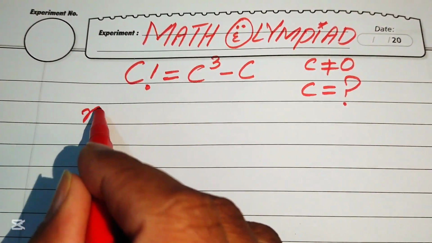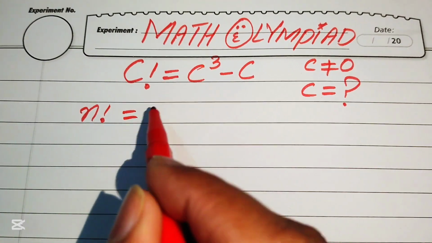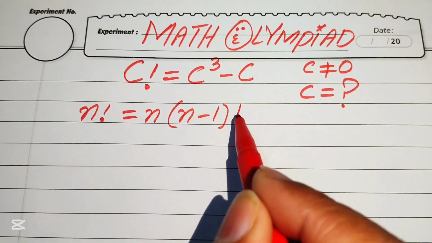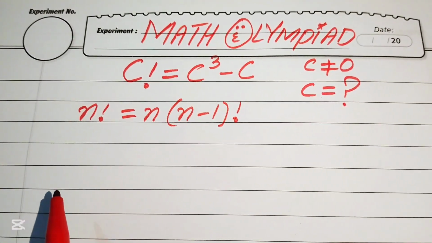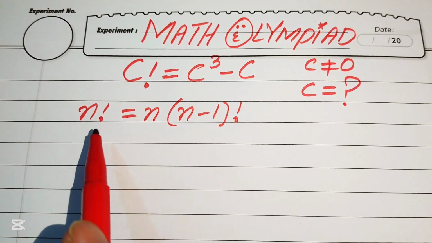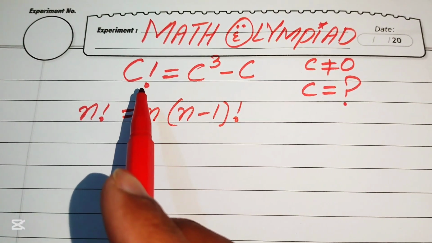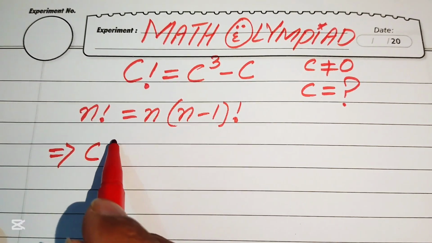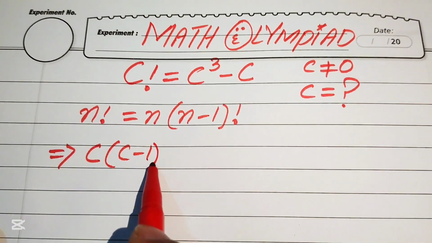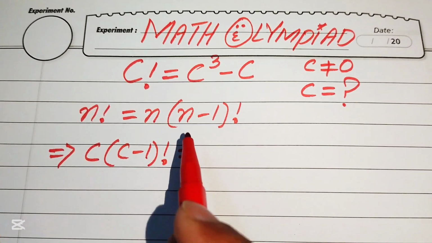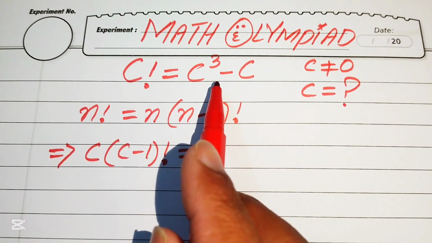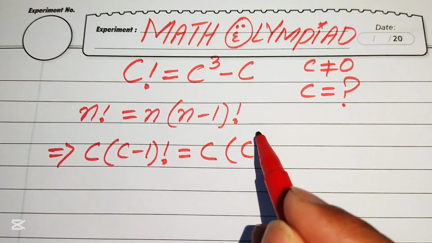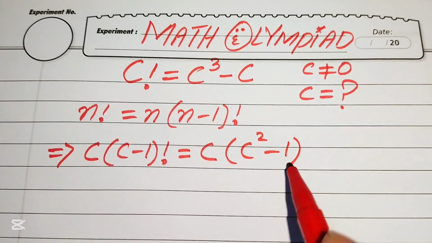We know that if you have n factorial, we write it as n into n minus 1 factorial. This is a very important property of factorial. According to this property, we break c factorial into this form. We write it as c into c minus 1 factorial, and it is equal to, here we need to take common c. When you take common c from here, you will obtain c squared minus 1.